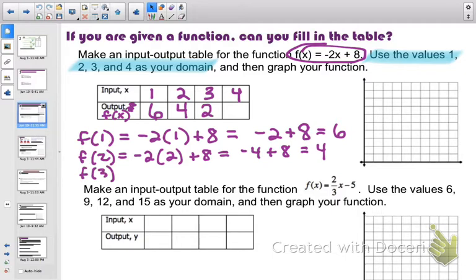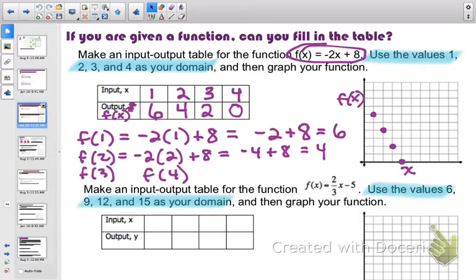I notice that it's going down by 2, so I'm just going to continue that pattern and get 2 and 0 for 3 and 4. Now I'm going to plot those points. So my x-axis and my y-axis are f of x. So over 1 up 6, over 2 up 4, over 3 up 2, and 4, 0. Do not connect them because this is a discrete function.